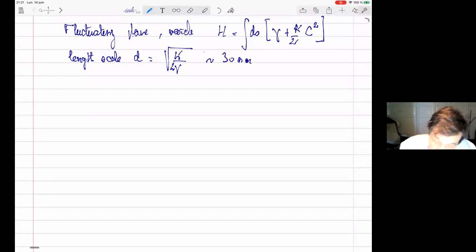The bending modulus I will express in terms of the thermal excitation. So it's kappa in units of kT. And for the cell membrane, it's something like 20 kT. And the surface tension, which is the other parameter, is a small surface tension. Gamma is 10 to the minus 3 Newton per meter.